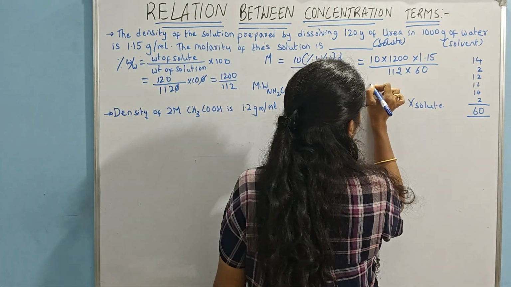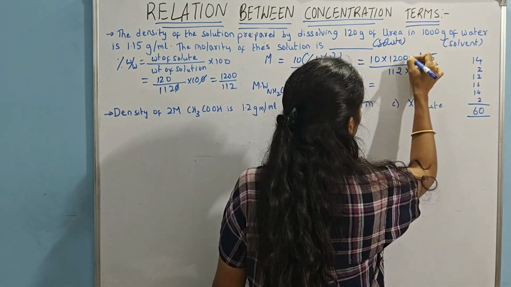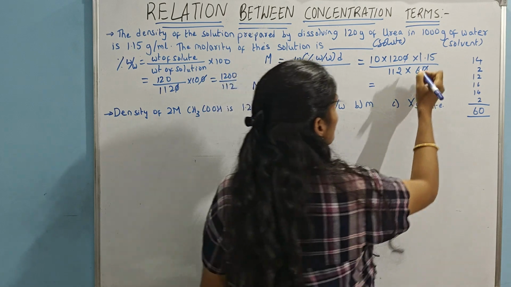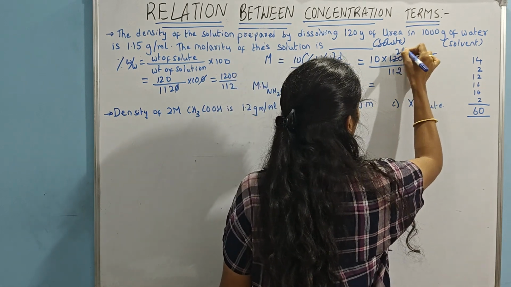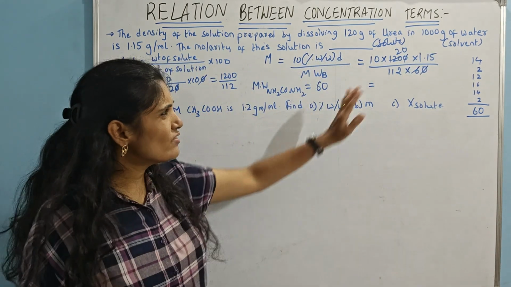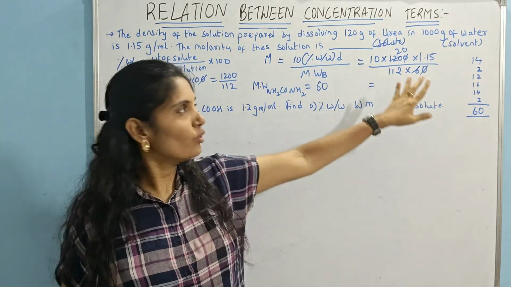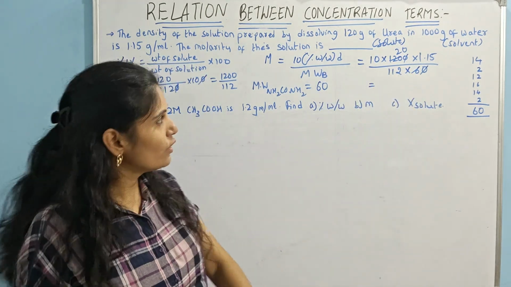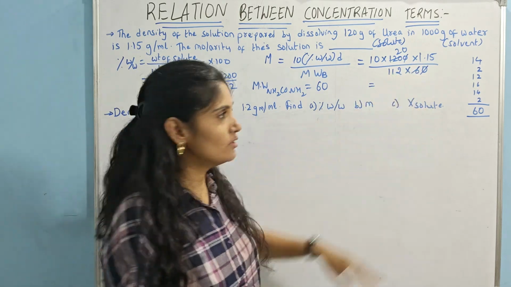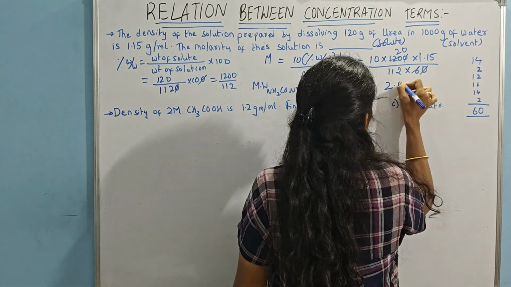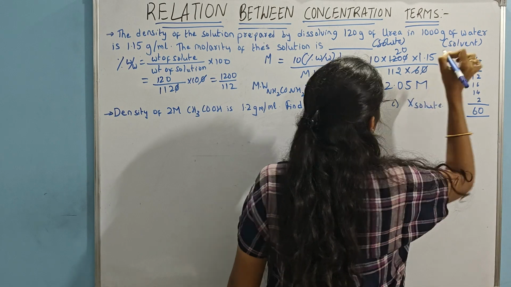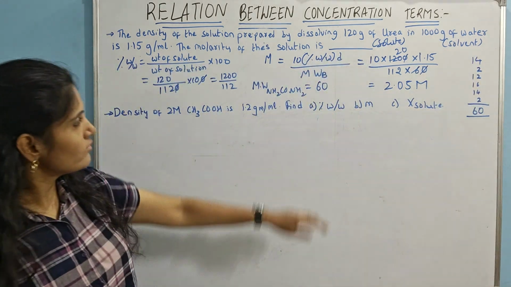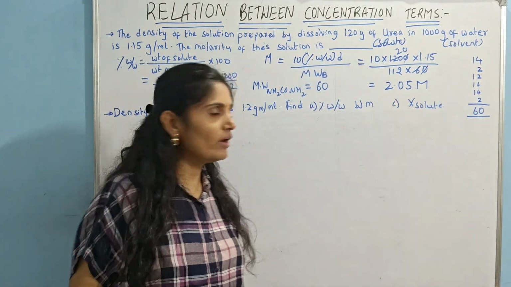Now if you start calculating it, this 0 and this 0 will get cancelled. 6 2s are 12, so it will come to 20. This you can calculate and slowly see it. This calculation takes time, and if you are pretty good in calculation, you can do the calculation further. If you do the calculation, the answer comes out to be 2.05 molar.